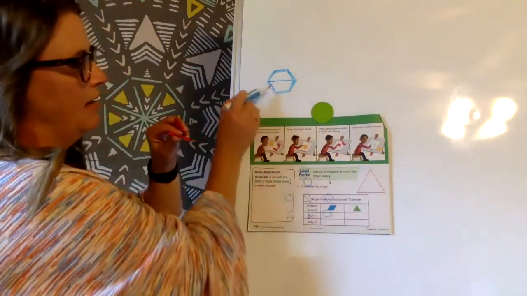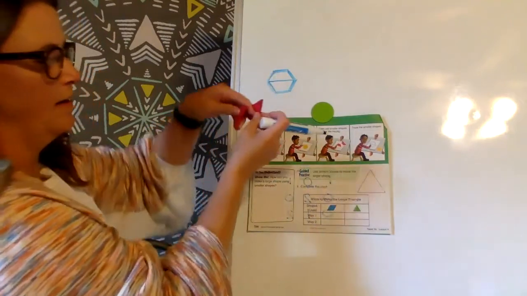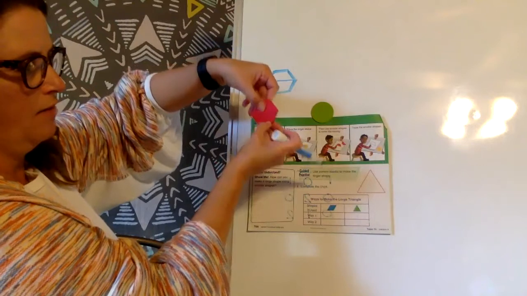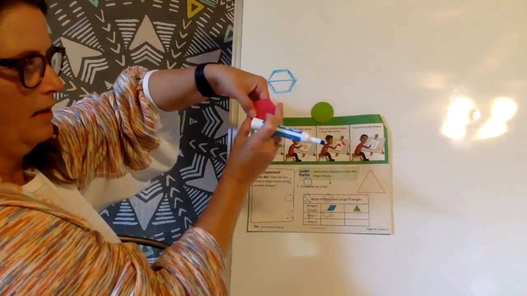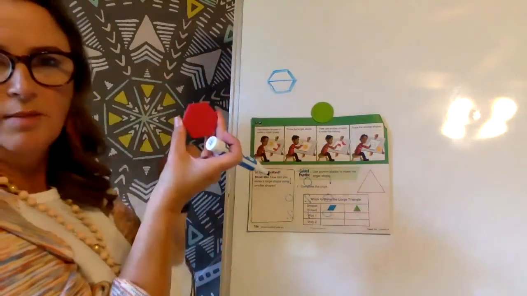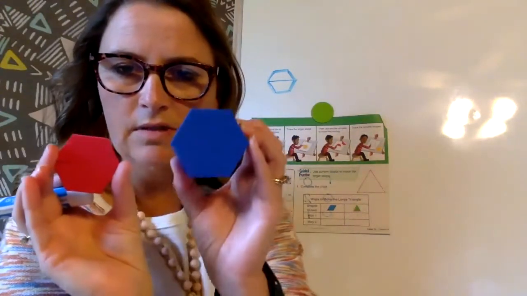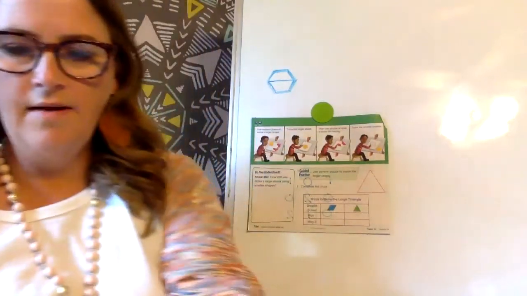And you can see that you have 2 trapezoids. One is turned this way and one is turned this way, but when you put them together, they make a hexagon shape like that, which looks just like this, just this one's bigger, okay? All right.